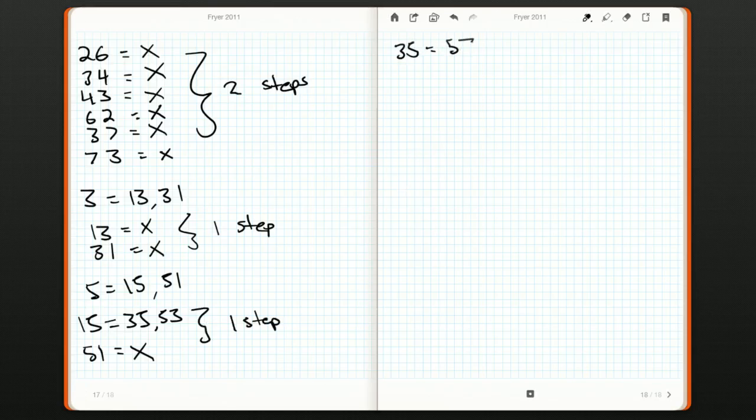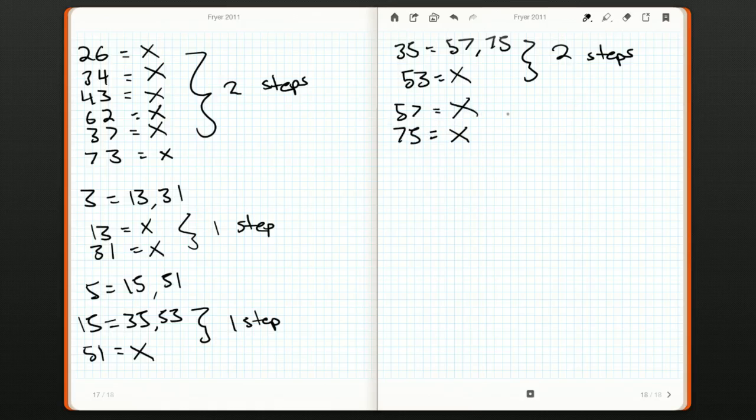35, well, that's 5 times 7, or 7 times 5, so that looks promising. 53 is prime, so that's a no-go. So 57 will stop at 5 after 3 steps. And same with 75. And 75 is 5 times 15, or it's 3 times 25, and there's really no way to do that. 57 is 3 times 19. No way to do that as well.